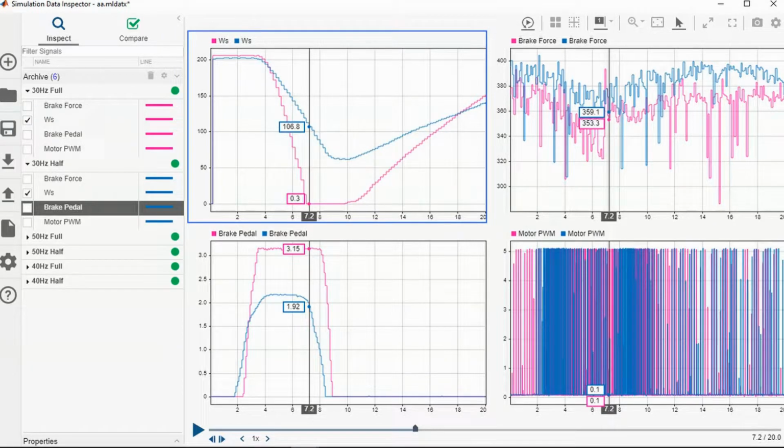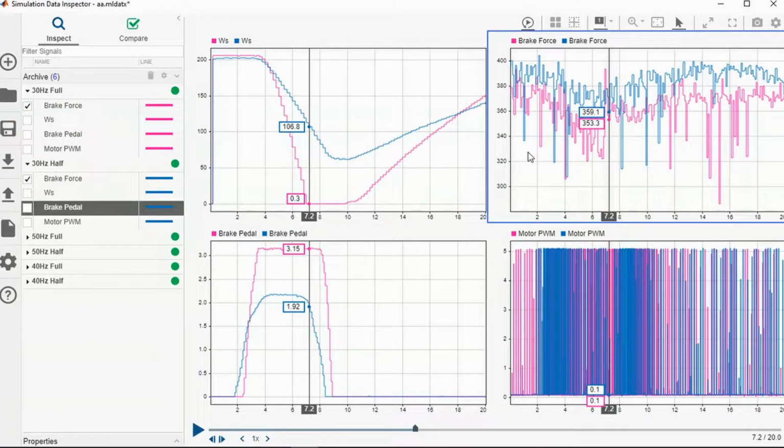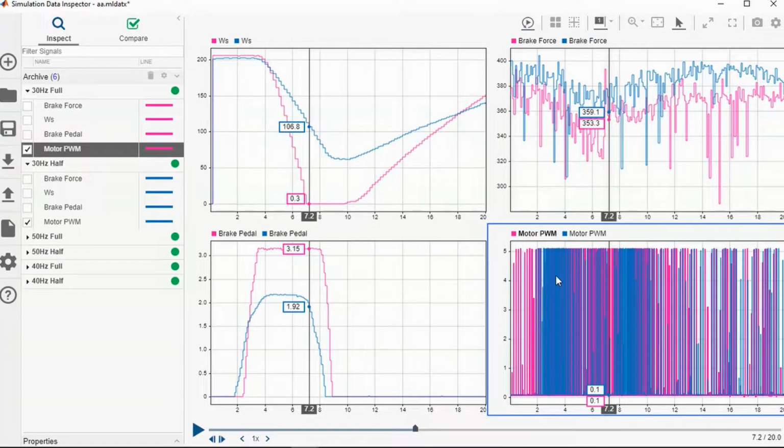For data analysis, the screen will show four different graphs. First is wheel speed versus time. Second is brake pedal force versus time. The third graph is brake force in terms of torque value versus time. And the final graph is motor pulse width modulation versus time.